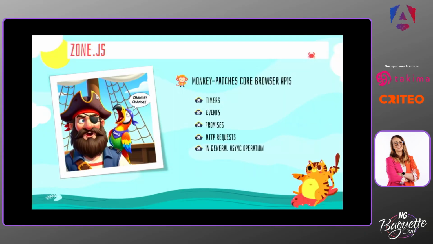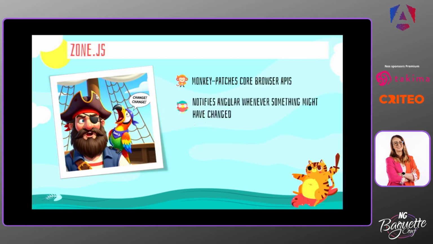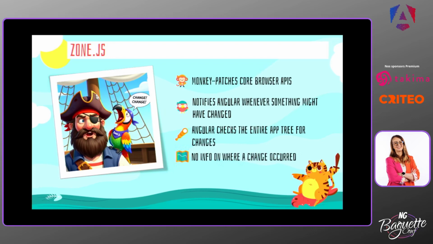So, Zone.js. Zone.js is monkey patching core browser APIs like timer, events, HTTP requests, in general, every async operation. After that, it notifies Angular whenever something might have changed. And what is going next? Angular is checking the entire application from top to bottom. Why? Because we don't have information where this change occurred.